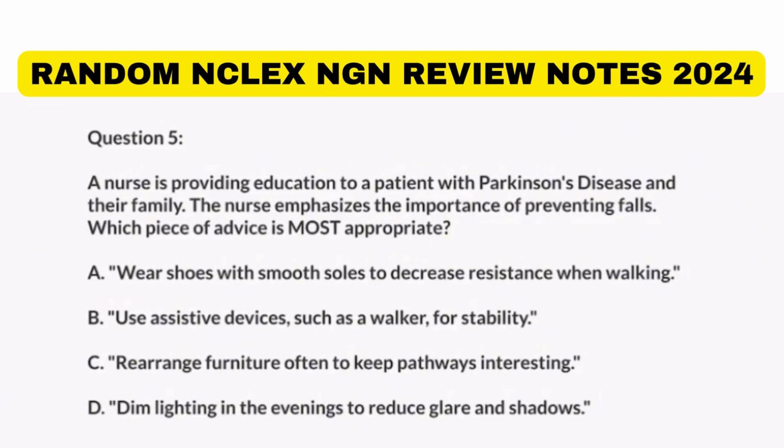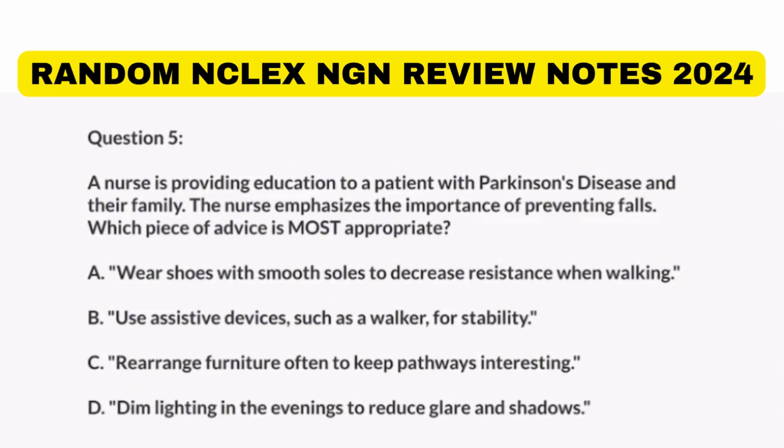Question 5. A nurse is providing education to a patient with Parkinson's disease and their family. The nurse emphasizes the importance of preventing falls. Which piece of advice is most appropriate? A. Wear shoes with smooth soles to decrease resistance when walking. B. Use assistive devices, such as a walker, for stability.